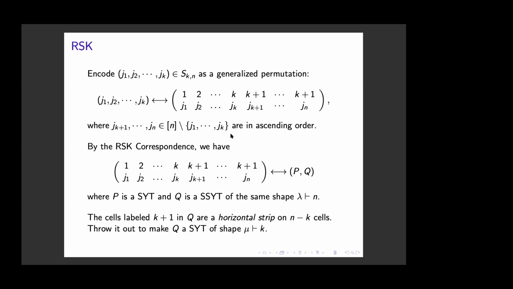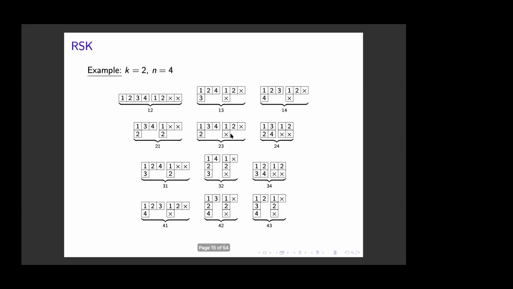So this horizontal strip of k plus 1s, we don't really need them for RSK. This example will perhaps make this clear. Here's an example for k equals 2 and n equals 4. Here's our nice bijection between two injections and pairs P and Q.